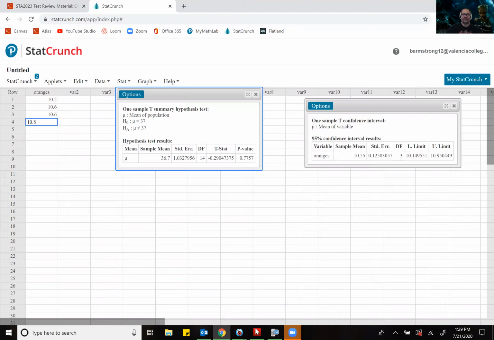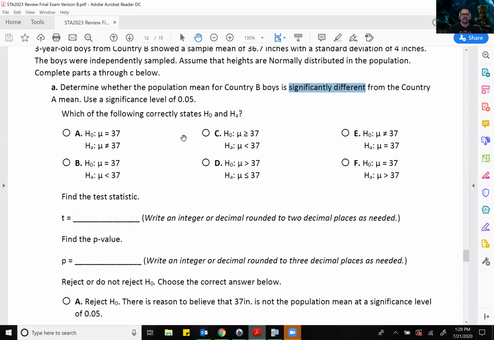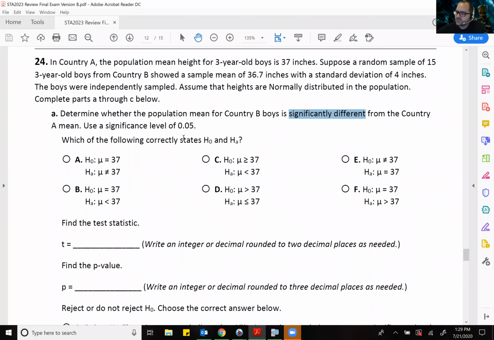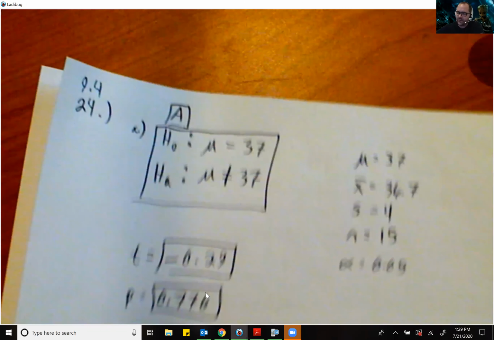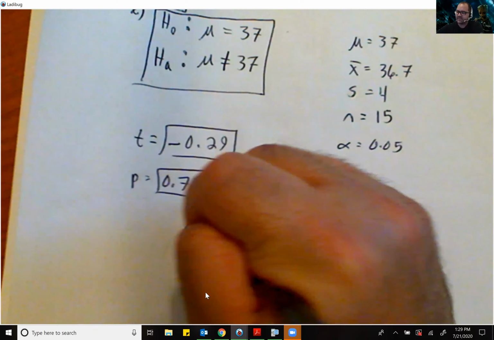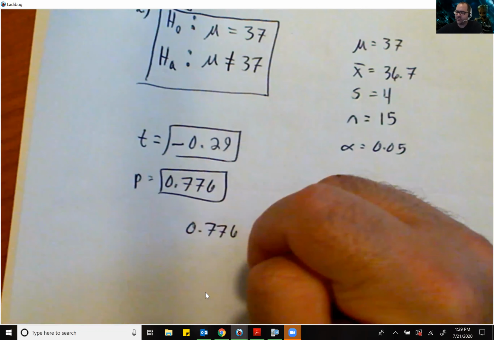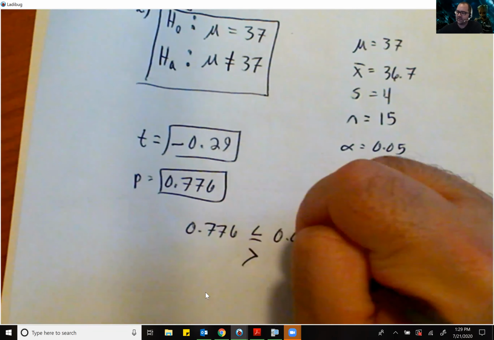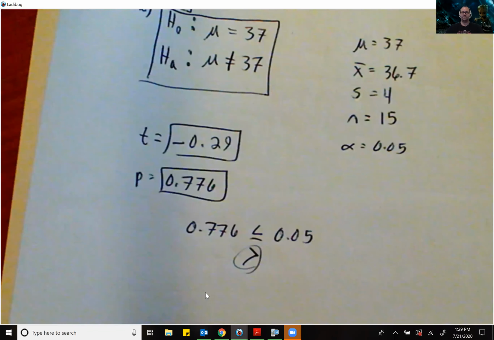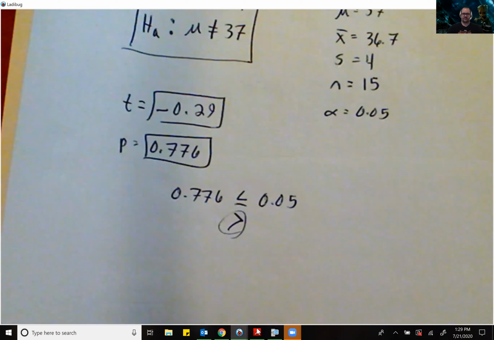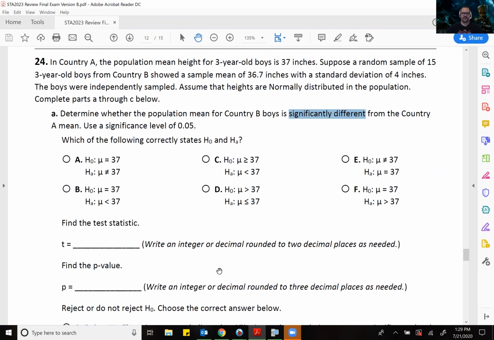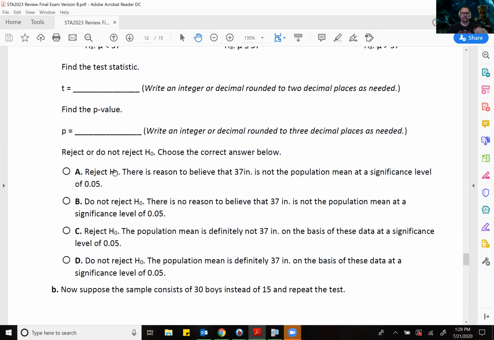And our alpha, they told us from the very beginning, is a significance level of 0.05. So alpha is 0.05. Again, we have to ask ourselves our question: is 0.776 less than or equal to, or greater than 0.05? Obviously it's greater than, so that means we fail to reject. So as we look at this part, we're going to not reject. So it's either B or D.